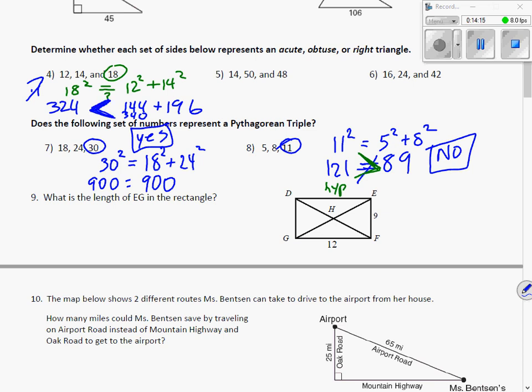If the hypotenuse is too small, which in this case it is, the hypotenuse squared is smaller than the sum of the squares of the other legs. If it's too small to be a right triangle, then it must be acute.